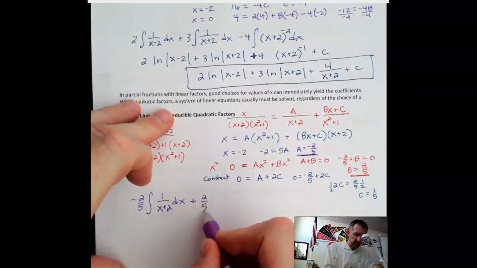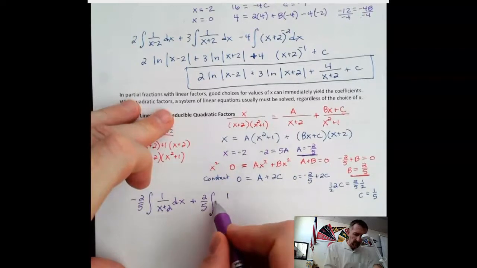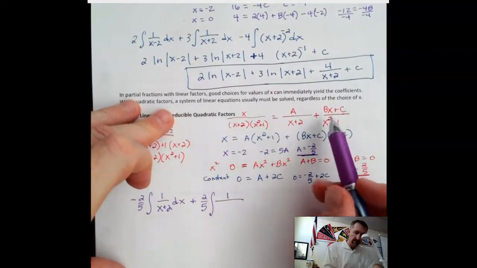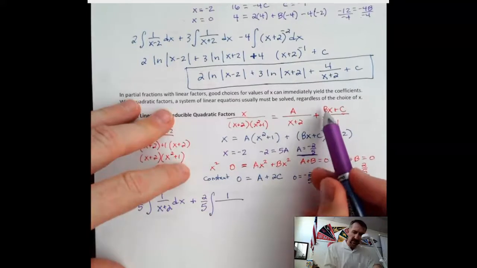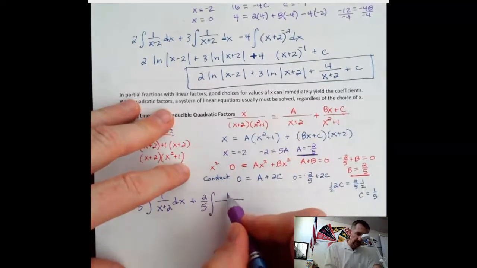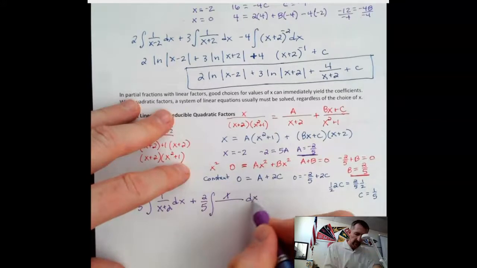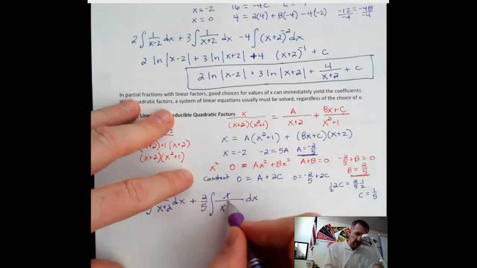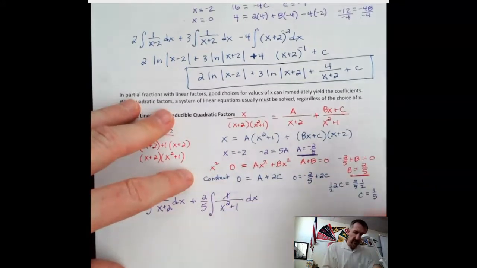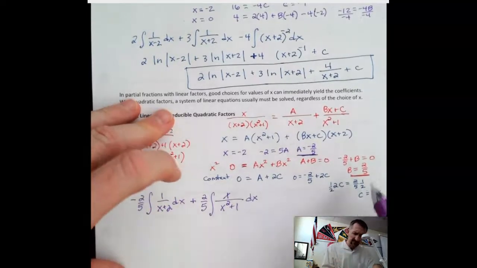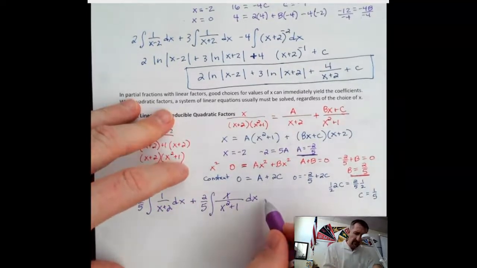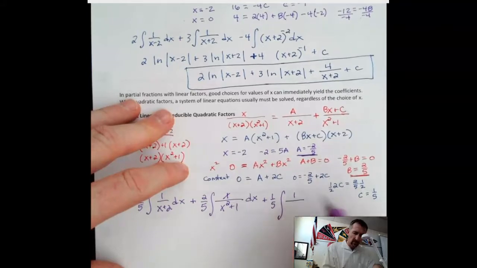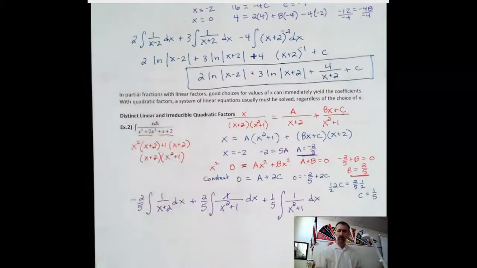So if I take the 2/5 out, integral, and down here, it's bx. That was 2/5 x. So actually that's going to be an x up there. And then that's going to be x squared plus 1. And then the last one, c was 1/5. So if I take 1/5 out, that's going to be 1 over x squared plus 1. And that one might be a little bit awkward.